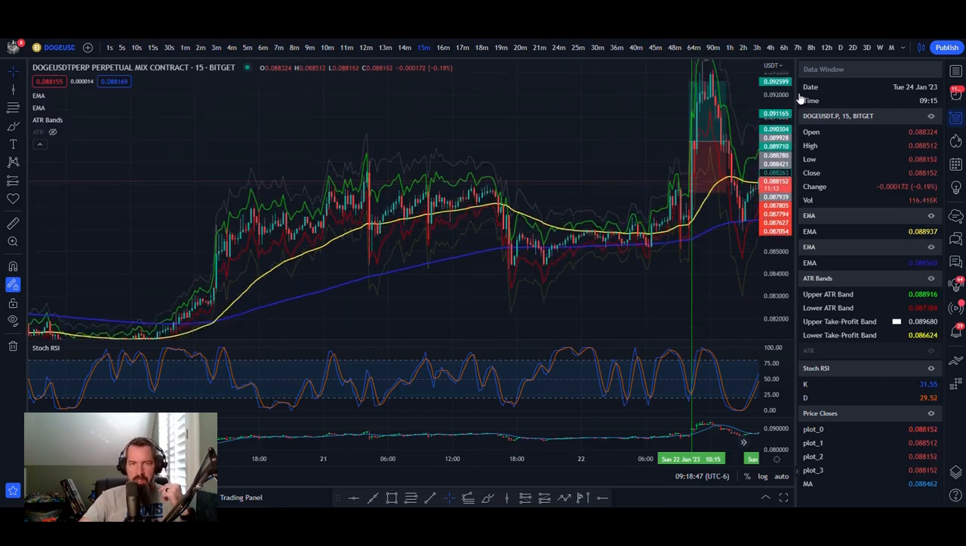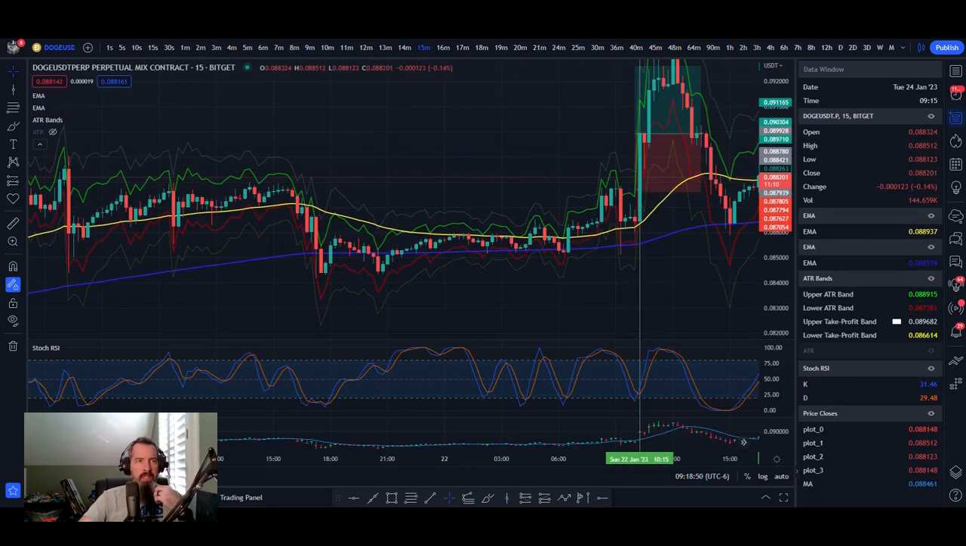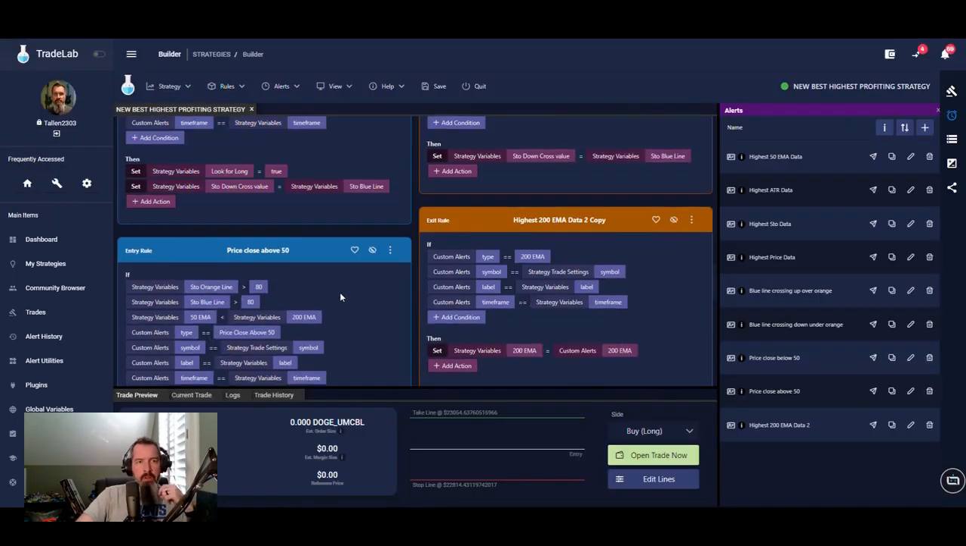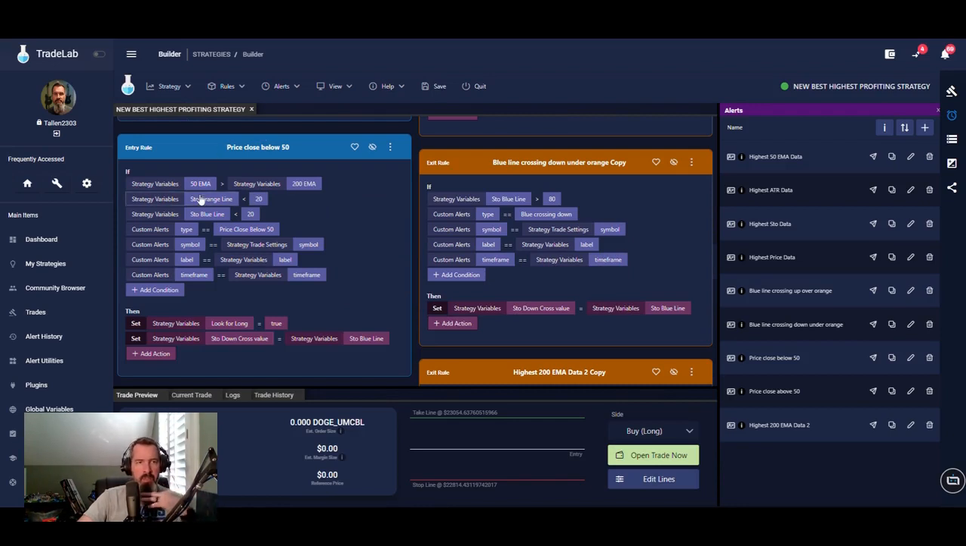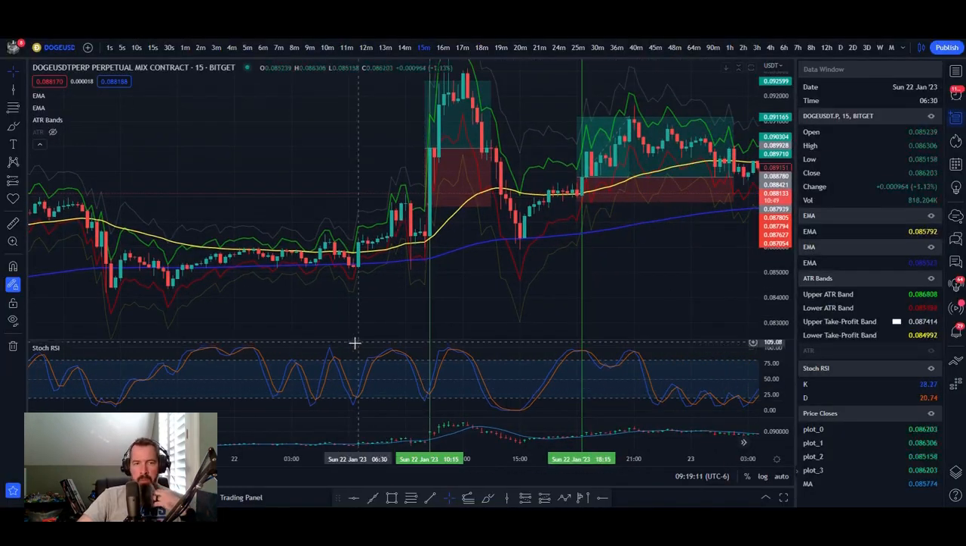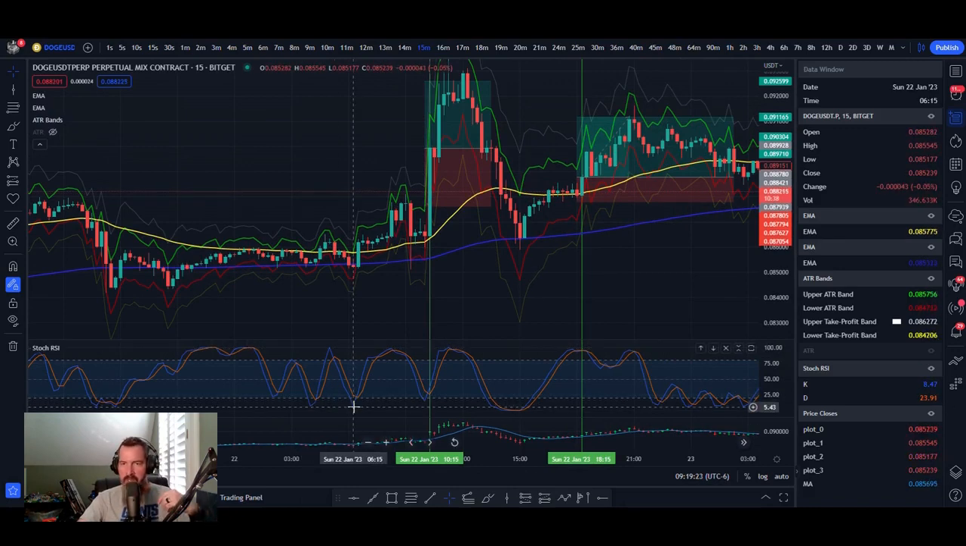We could change these up. You can change these to however you like. I'll show you what you can do. So when I'm setting this price closes below the 50, I'm looking for both lines currently to be below the 20 level. But like on that trade, this original one, the blue line may have been below. Yeah, that was at 8 if you look over at the data window. So that's below 20, but the orange line is not. So that would have actually still given us a good entry.